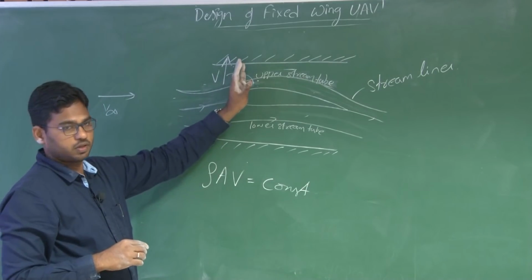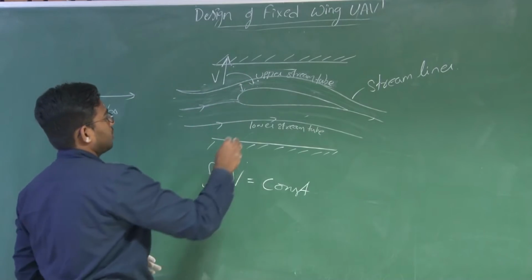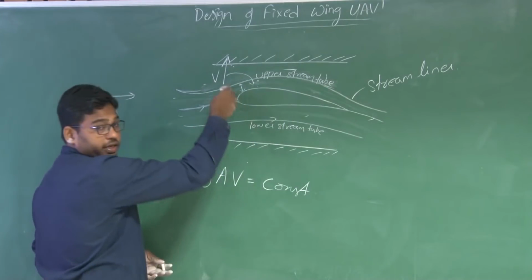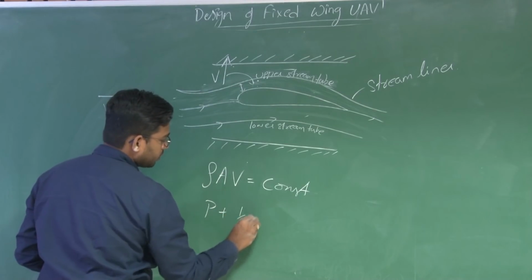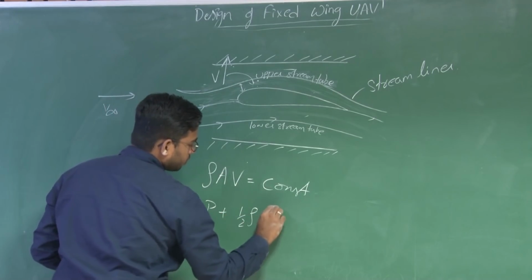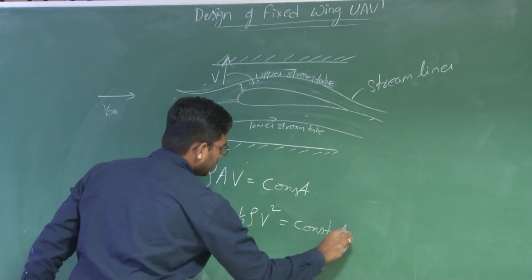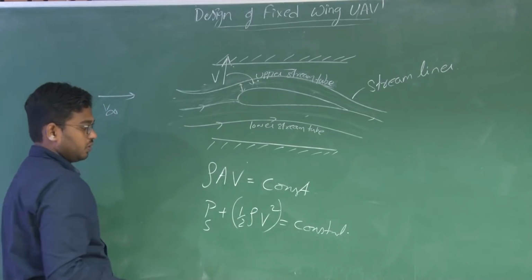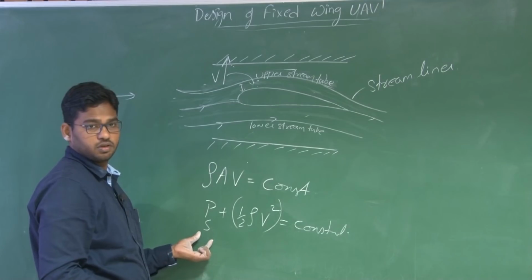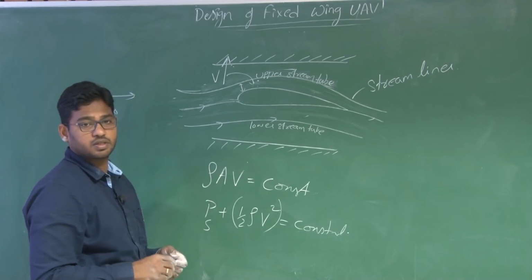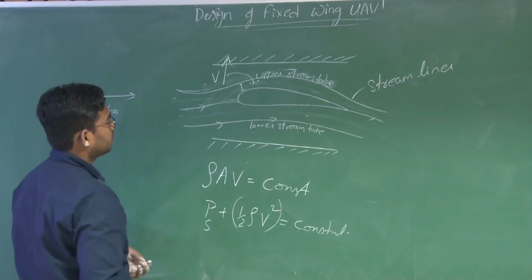Let us talk about the upper surface right now. This acceleration means the dynamic pressure here increases. From Bernoulli's theorem for incompressible flows, P static plus half rho V square is constant. When the dynamic pressure increases, there is a drop in the static pressure. This particular phenomenon is known as suction. So there is a drop in static pressure here.